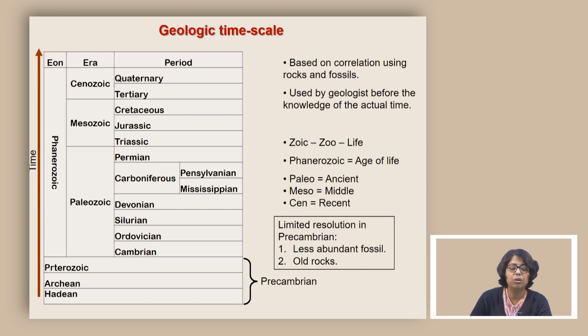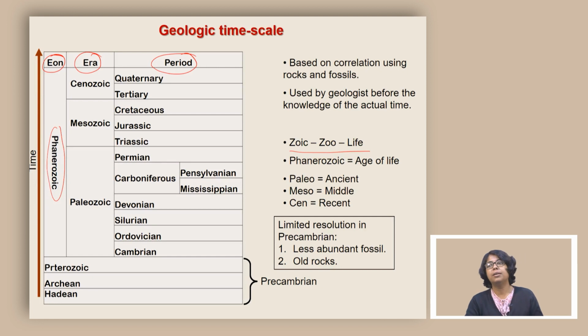The structure of the geologic time scale is that it has been divided into major times such as eons, then further subdivisions called eras, and then smaller subdivisions called periods. And once that is done, it has been subdivided even further. So, the first subdivision was Phanerozoic. Again, zoo means life and zoic means a time with life. Phanerozoic means it is the age of life.